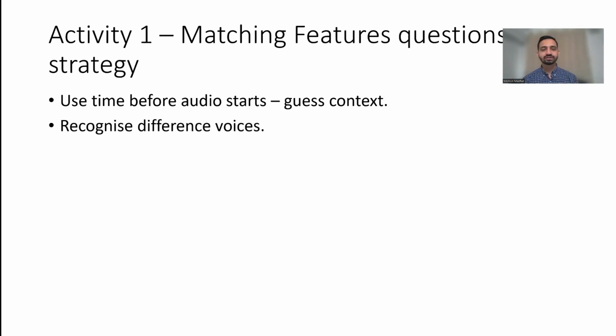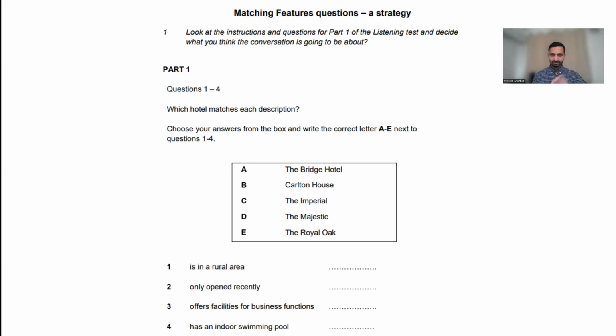Okay, so let's see how you can achieve that. Matching features question, what's the strategy? Before the audio starts, you'll have time to look at the questions. Very important to guess the context. I think we have already gotten our head around this. It's very important that we are always guessing the context and understanding what kind of information you're going to be looking at by reading the stems of the question. Recognize different voices. So obviously there will be two people talking, or it could be more than two people talking. You should be able to recognize the voices of people.